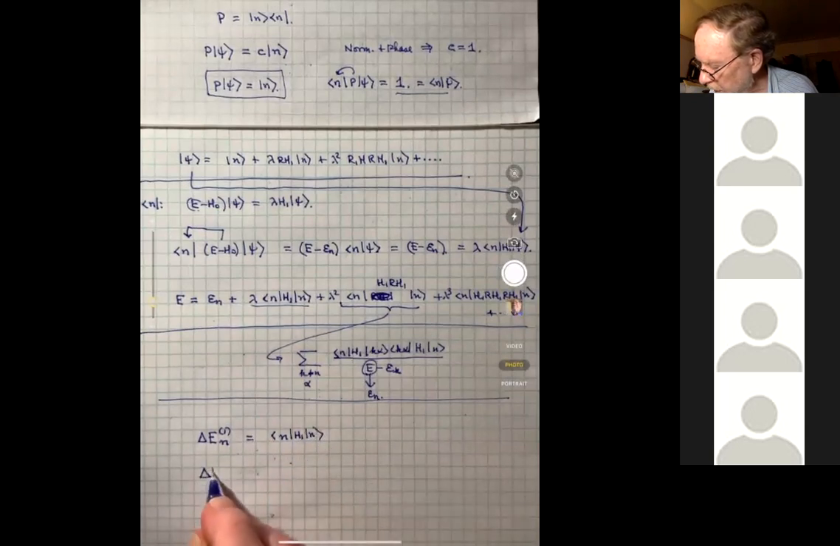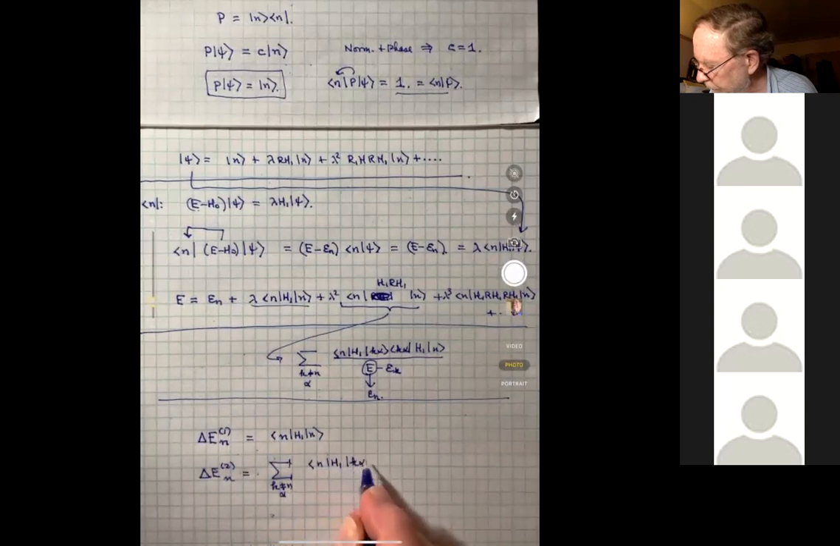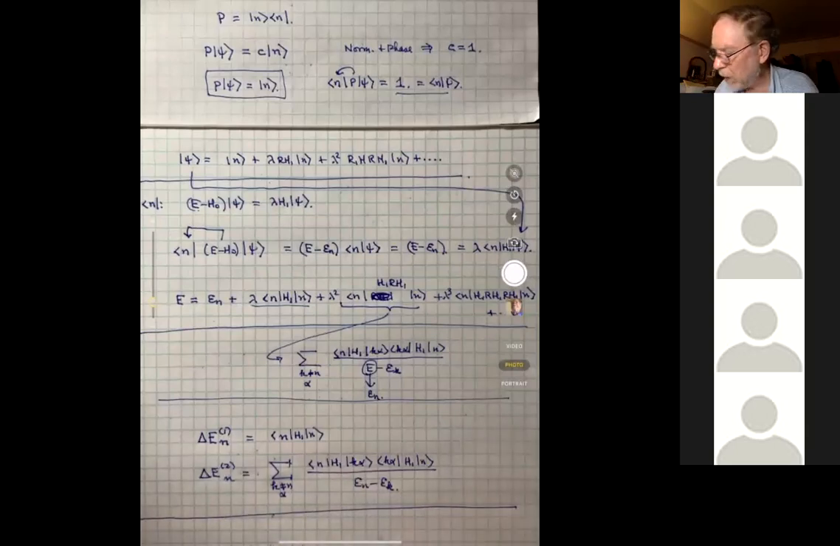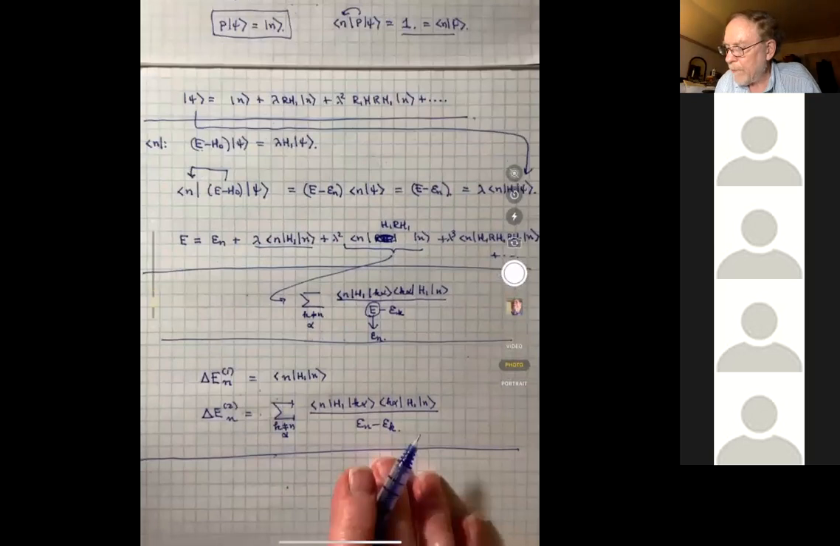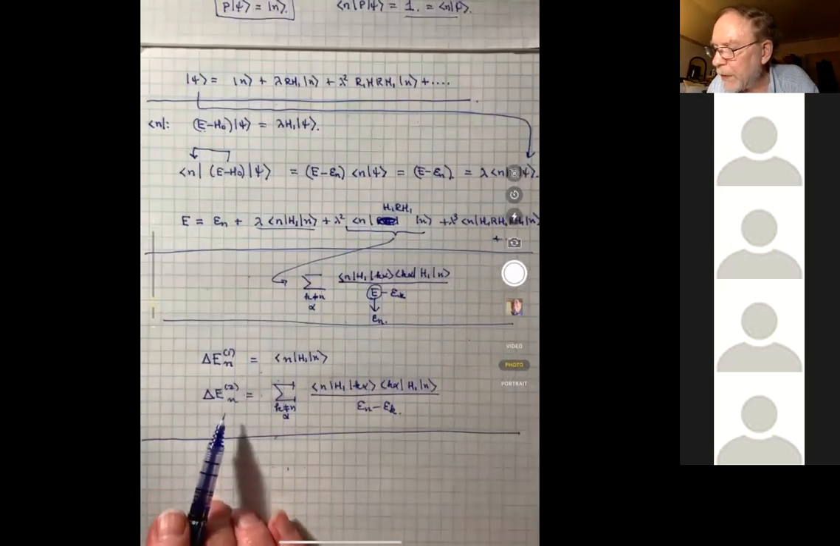Then delta E at second order in perturbation theory is equal to the sum on intermediate states k not equal to n and alpha, of n H1 k alpha outer product here, and then an H1 and an n, divided by epsilon n minus epsilon sub k. And these are the two main, most useful results in non-degenerate perturbation theory for the energy shift.